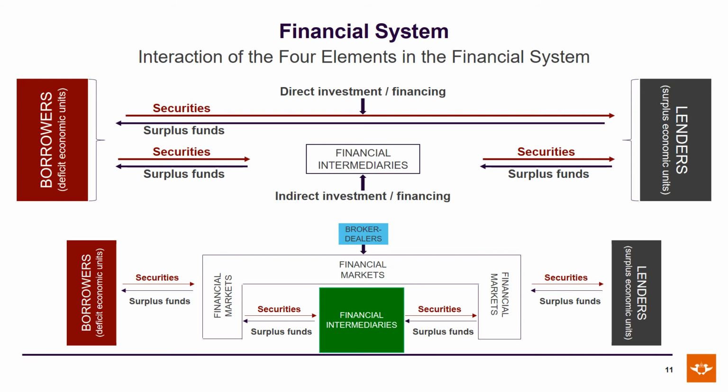The other way that the elements interact with one another is indirectly. Here, the borrower and the lender actually don't know each other. There is still a financial intermediary that sits between them, but now there's also the financial markets, and this is where the financial instruments come into play. So lenders and borrowers will interact with each other through a financial intermediary and the financial markets.